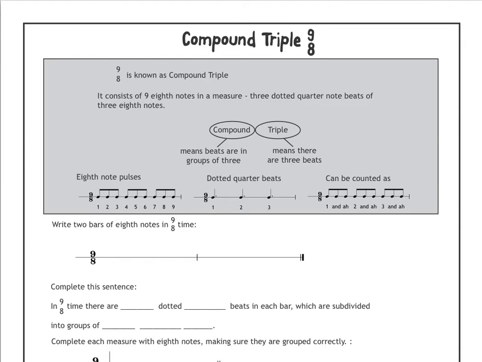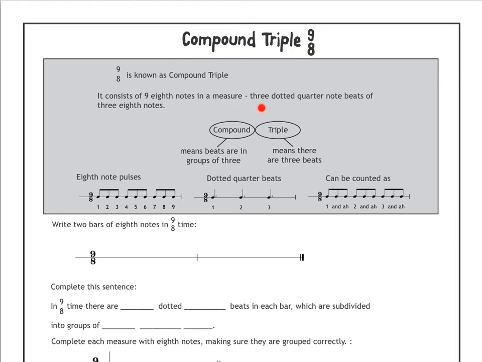Right, so moving on to compound triple time. Remember, quick review, compound means we are in triplets, okay? And now we have the word triple here, which means we have 3 of them. In compound duple, we had 2 sets of triplets. In compound triple, we have 3 sets of triplets. And if you look in the gray box, 9/8 is known as compound triple time.